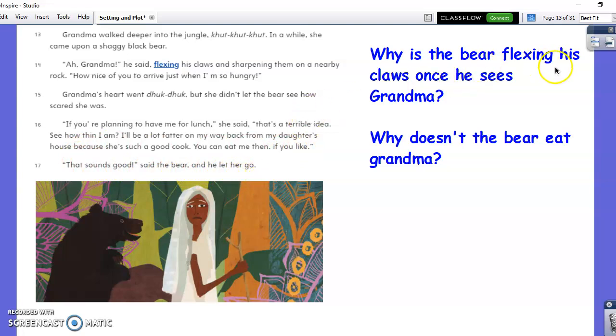Why is the bear flexing his claws once he sees Grandma? Why doesn't the bear eat Grandma? Again, something she says here.